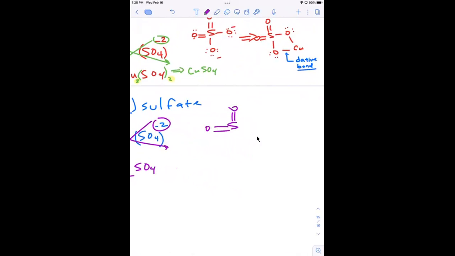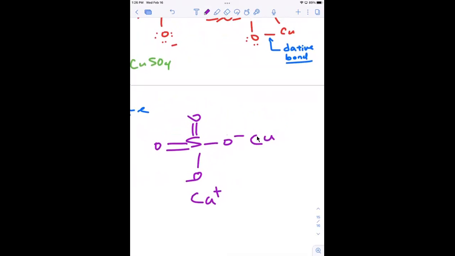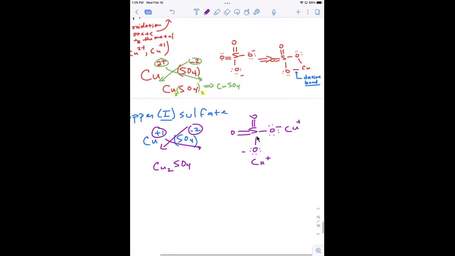So for that sulfate, it would look like this. Sorry about that. So that's Cu plus and then Cu plus, like that. All right, so both oxygens are negative, and then if you look at the ratio, there are 2 coppers for every 1 sulfate, so it has to look like what we have shown. Any questions? Any questions about anything?